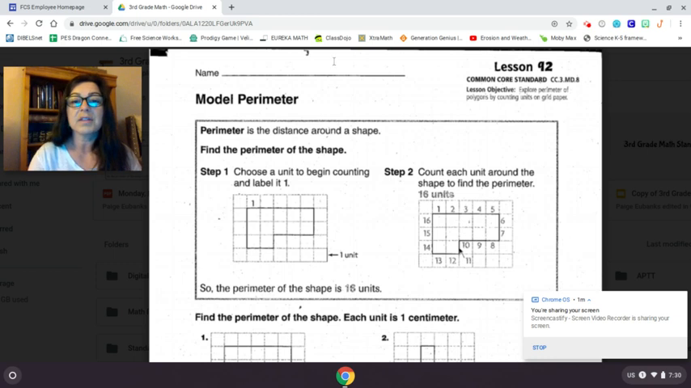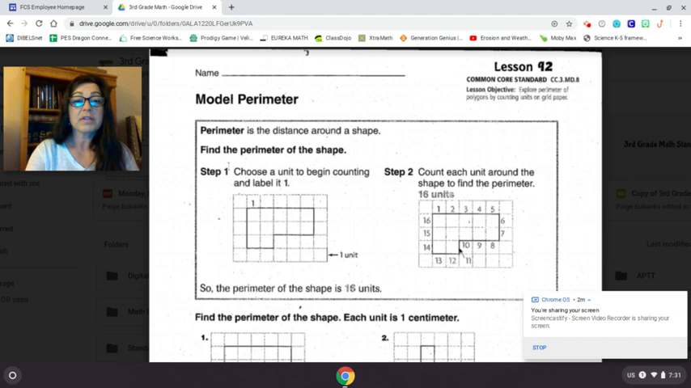In this case is the distance. The main word here is around a shape. So it's not the inside, that's area. Perimeter is the distance around it, regardless of what the shape. When you get to things that are circular, it's called circumference, okay?